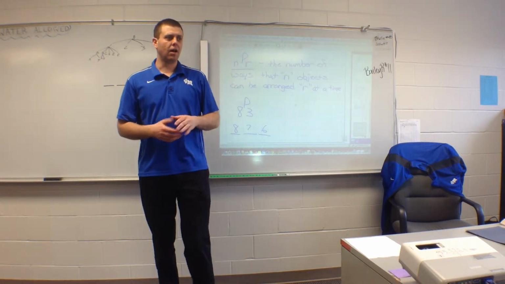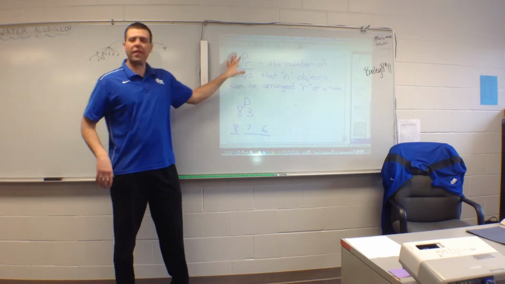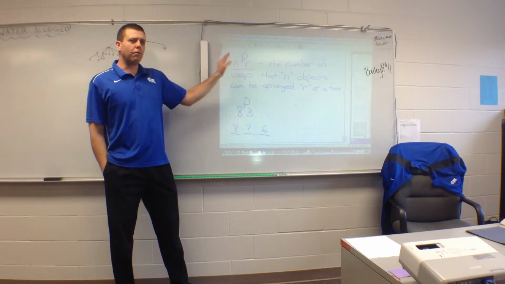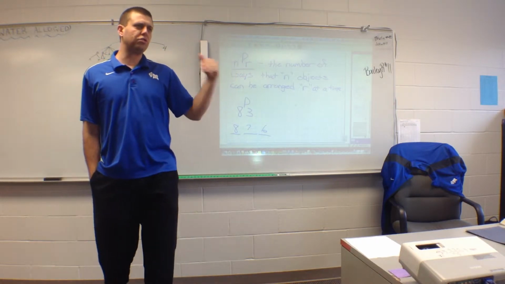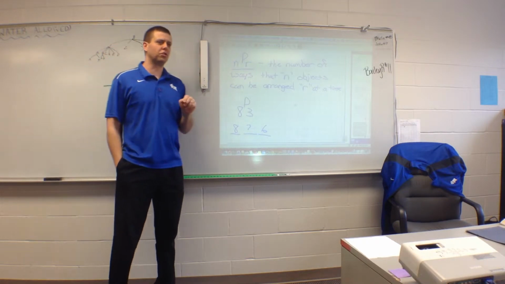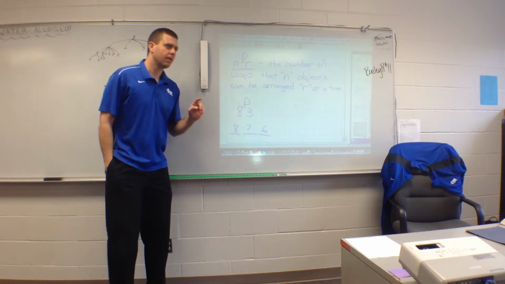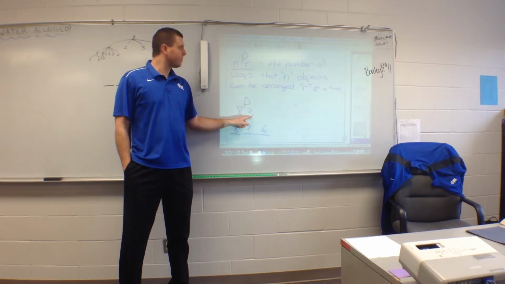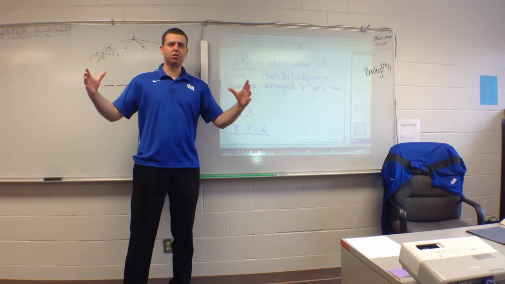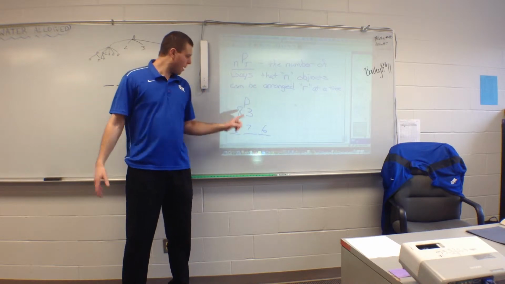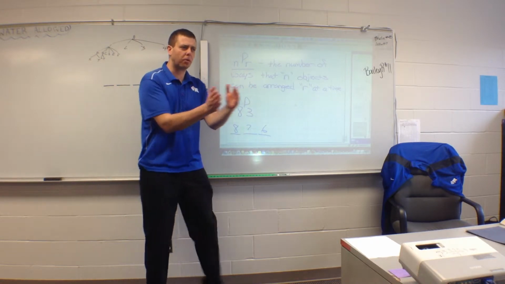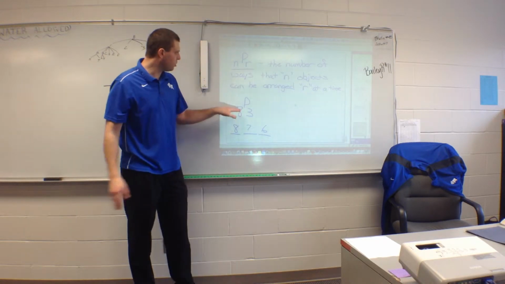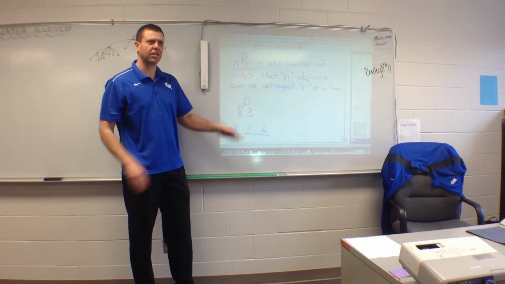So that would be an instance where you could use nPr. Now I say could use because you don't even have to. You could do 8 nPr 3, because there are 8 total people running the race, but you're only putting 3 of them in order because you only care about finishing first, second, and third.